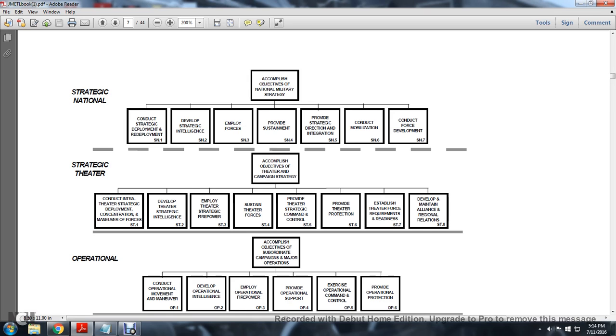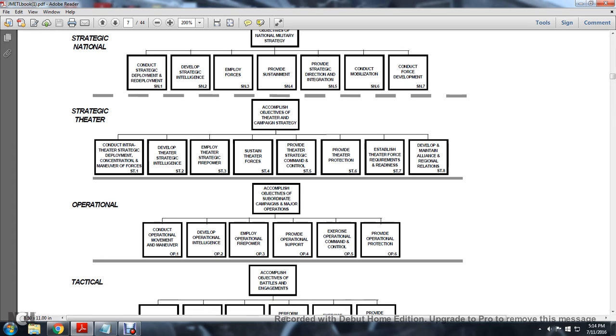In strategic theater, you have the accomplishment of objectives of theater campaign strategies, such as conducting inter-theater strategic deployment, concentration, and maneuver of forces, developing theater strategic intelligence, employing theater strategic firepower, sustaining theater forces, providing theater strategic command and control, providing theater protection, establishing theater force requirements and readiness, and developing and maintaining alliance and regional relations.